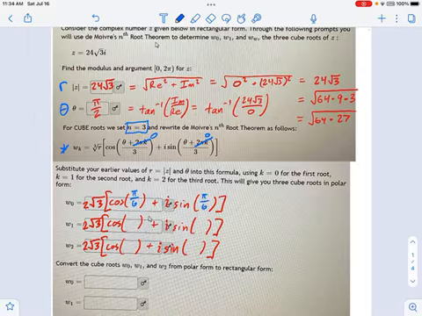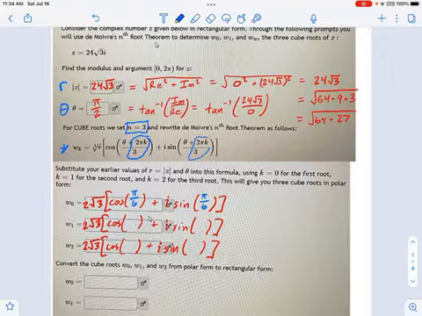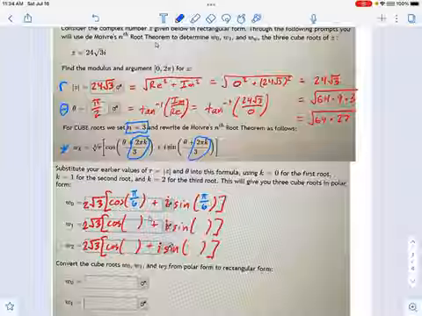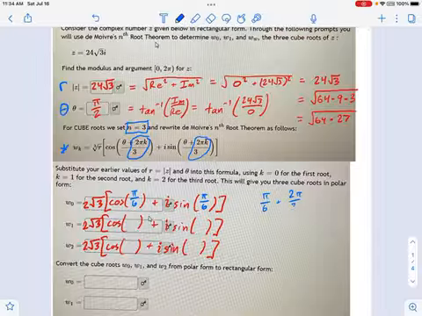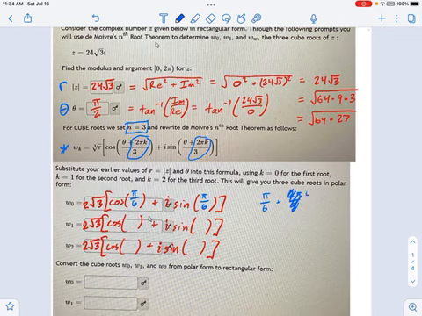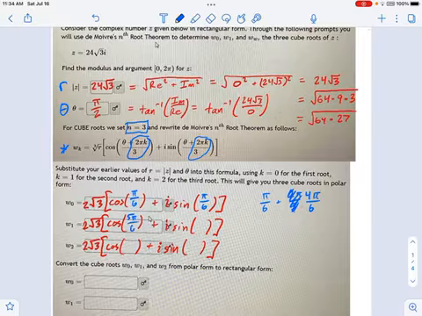Now for the second root, we have to think, what's going to happen when k is not equal to 0? In particular, see what I'm adding here? I'm adding 2 pi k divided by 3. Well, what if k is 1? That becomes an addition of 2 pi over 3. Okay, so what is pi over 6 plus 2 pi over 3? Well, that's the same as 4 pi over 6 added on, so this becomes 5 pi over 6.